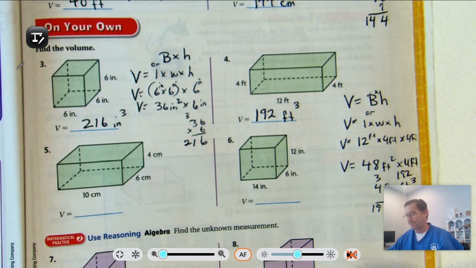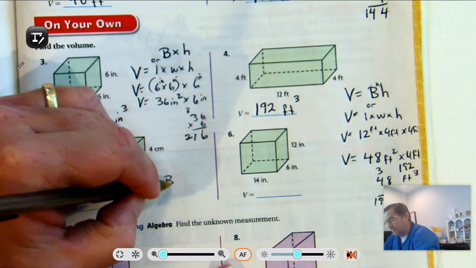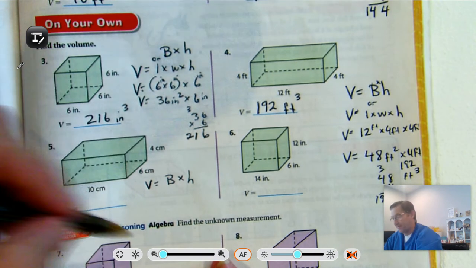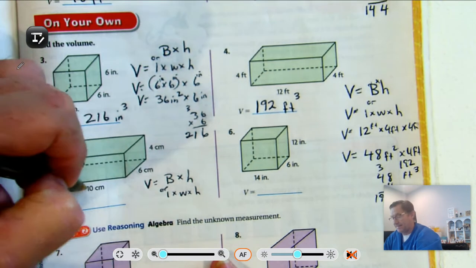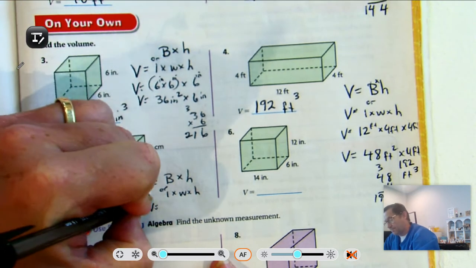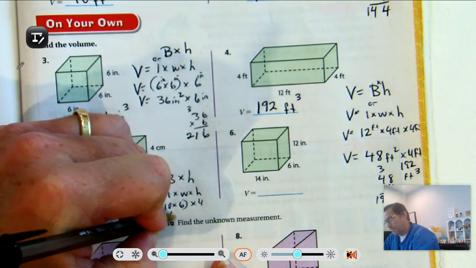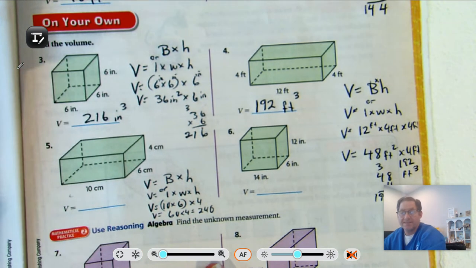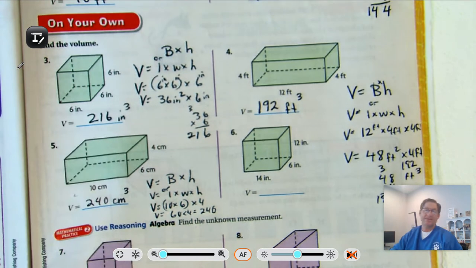Okay, number 5. So volume equals the base times the height, or length times width times height. The base in this case, 10 times 6 is 60, 60 times 4. 4 times 6 tens is 24 tens, so 240 cubic centimeters.